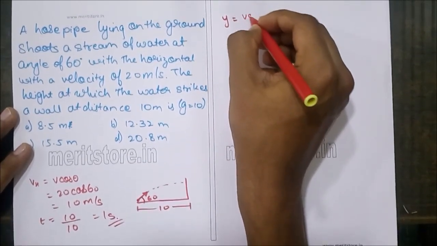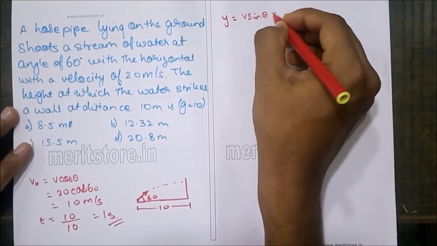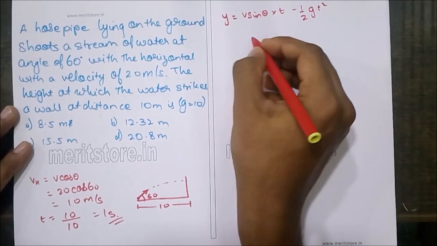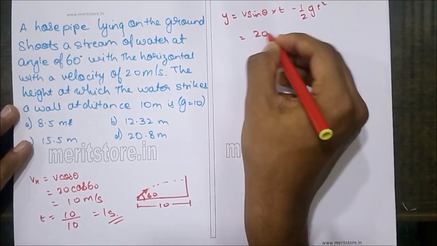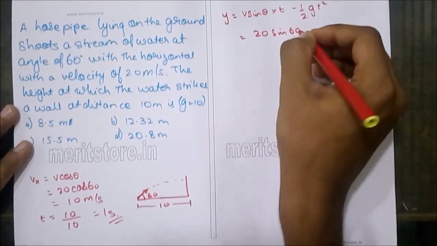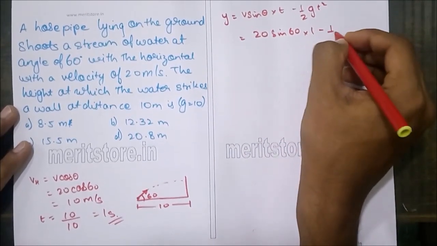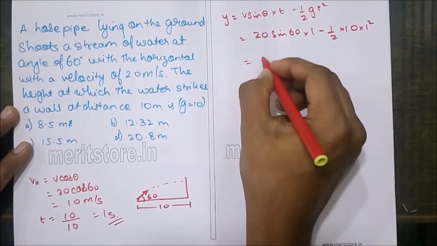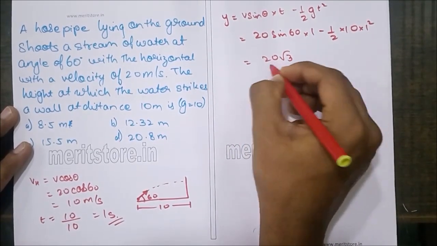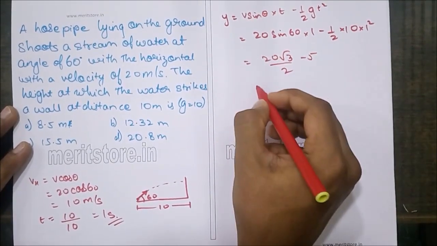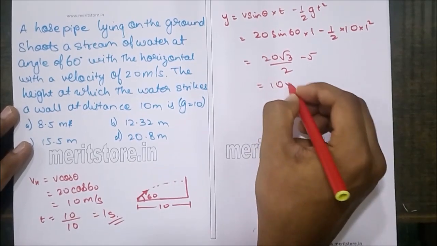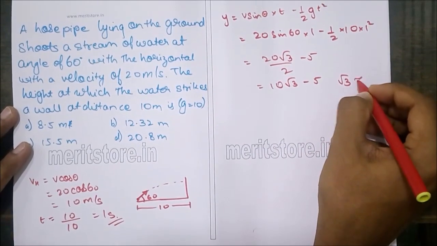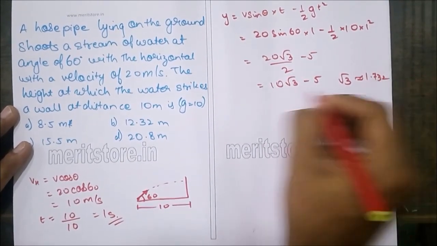So y is equal to v sin theta times t minus half g t square. Substituting the values, we get 20 sin 60 into 1 minus half into 10 into 1 square, which is equal to 20 root 3 by 2 minus 5, that is 10 root 3 minus 5. Root 3 is approximately 1.732.